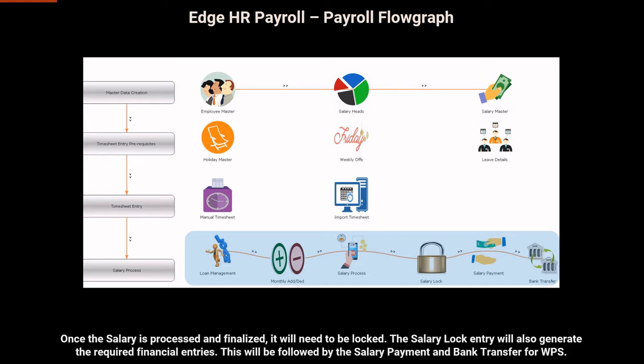Once the salary is processed and finalized, it will need to be locked. The salary lock entry will also generate the required financial entries. This will be followed by the salary payment and bank transfer for WPS.